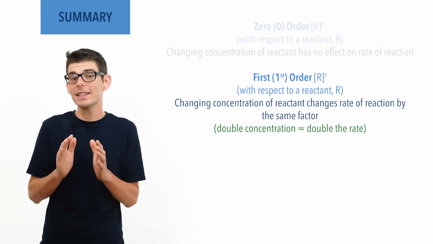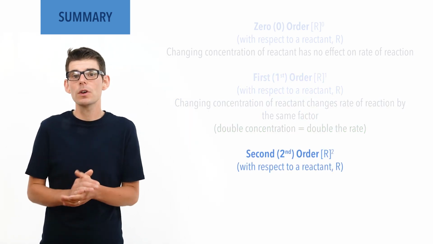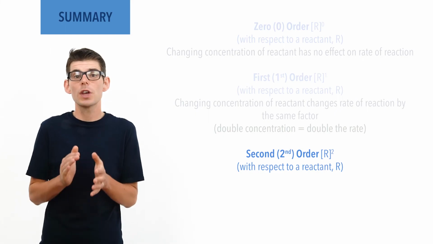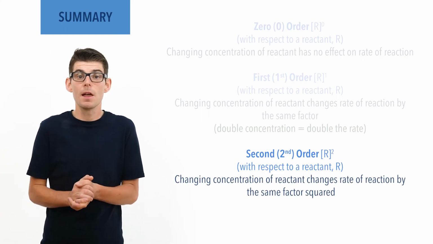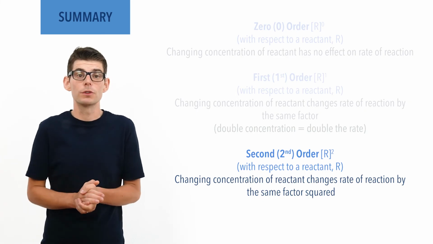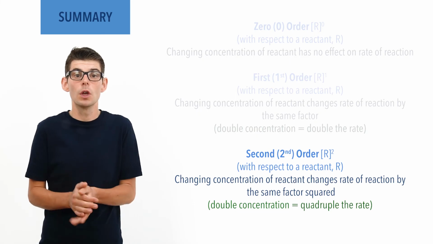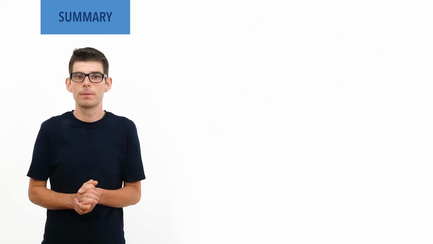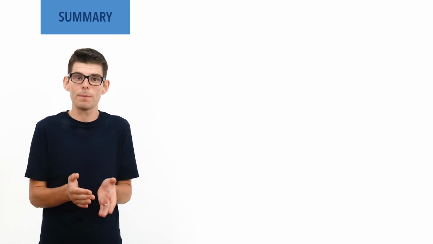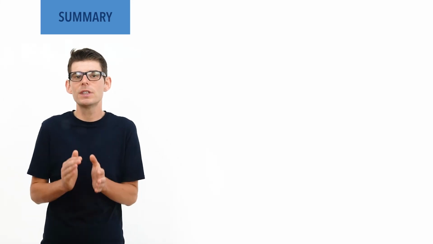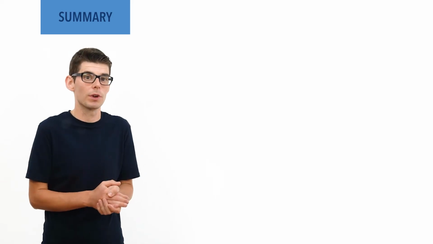If a reaction is second order with respect to a particular reactant, changing the concentration of the reactant will change the rate of the reaction by the same factor squared. For example, doubling the concentration will quadruple the rate, or halving the concentration would quarter the rate. Reactions that are zero, first and second order with respect to a particular reactant give different shaped graphs for rate of reaction against reactant concentration.